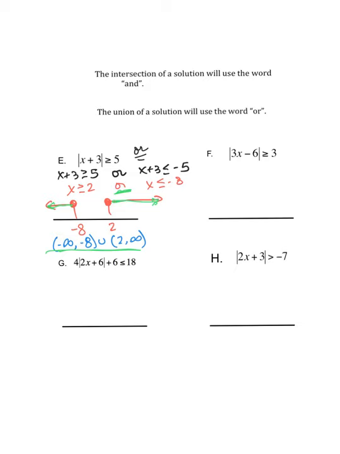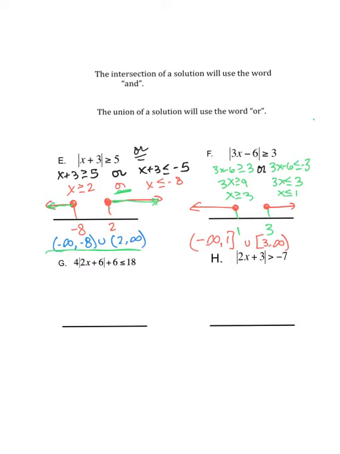Questions? I have one. Go ahead. Can you go over again how you figured out that it was or? Oh, okay. So I'm going to go back. Okay, so that's why I used or in this case. So you guys try the next one, letter F.